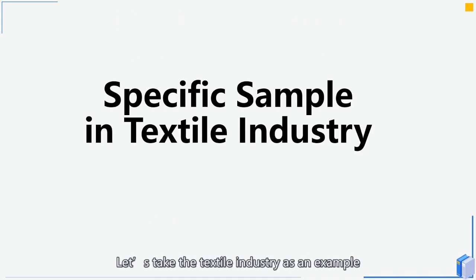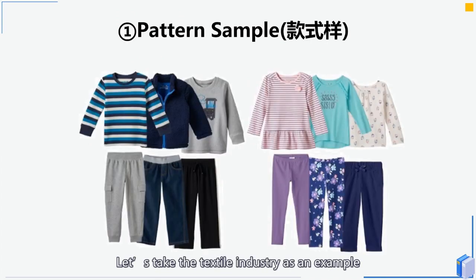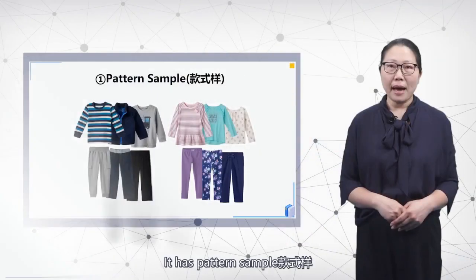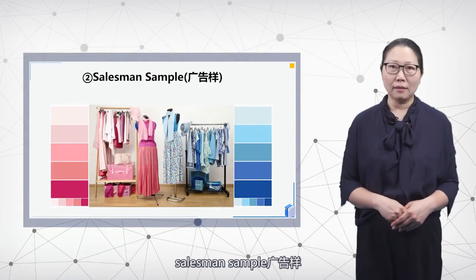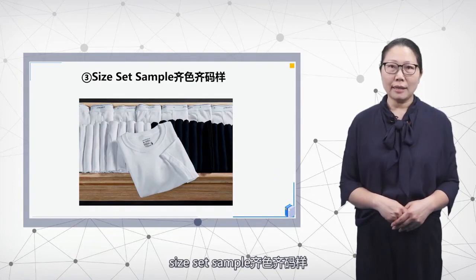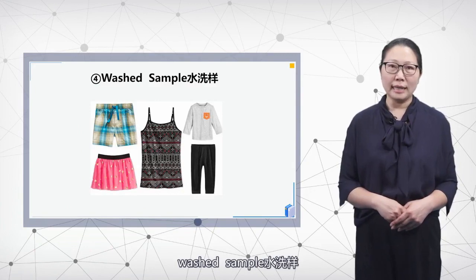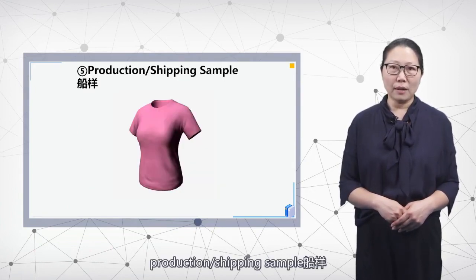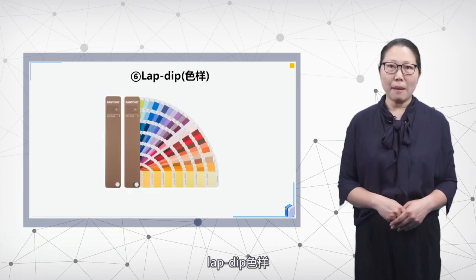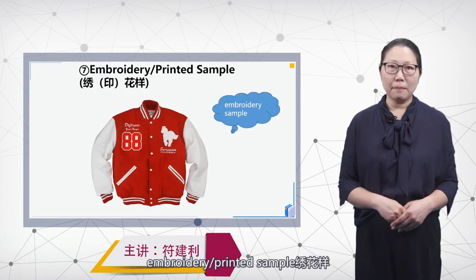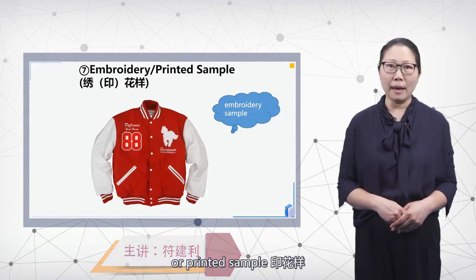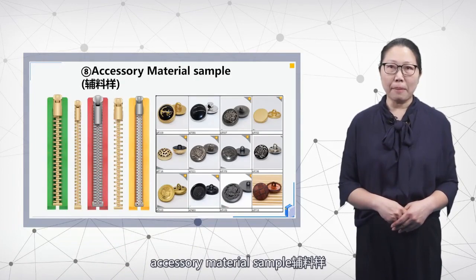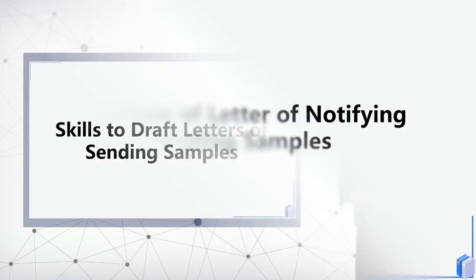Let's take the textile industry as an example. It has pattern sample, 款式样. Salesman sample, 广告样, or sales sample. Size set sample, 骑色骑马样. Washed sample, 水洗样. Production or shipping sample, 船样. Lab dip, 色样. Embroidery sample, 绣花样, or printed sample, 印花样. Accessory material sample, 辅料样.